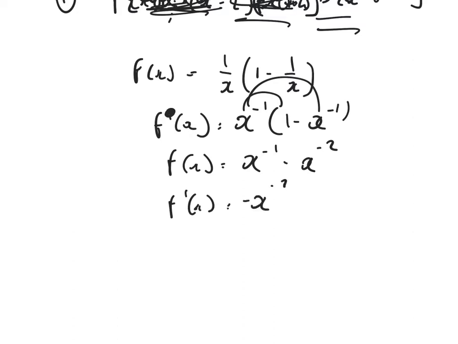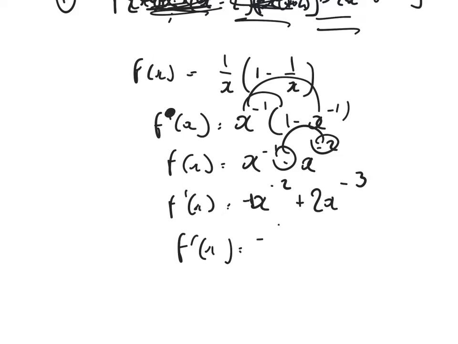Minus 1x to the minus 2, minus 2 times minus 1 is plus 2x to the minus 3. Remember that there's a 1 in front there, so that's minus 1 over x squared plus 2 over x cubed.